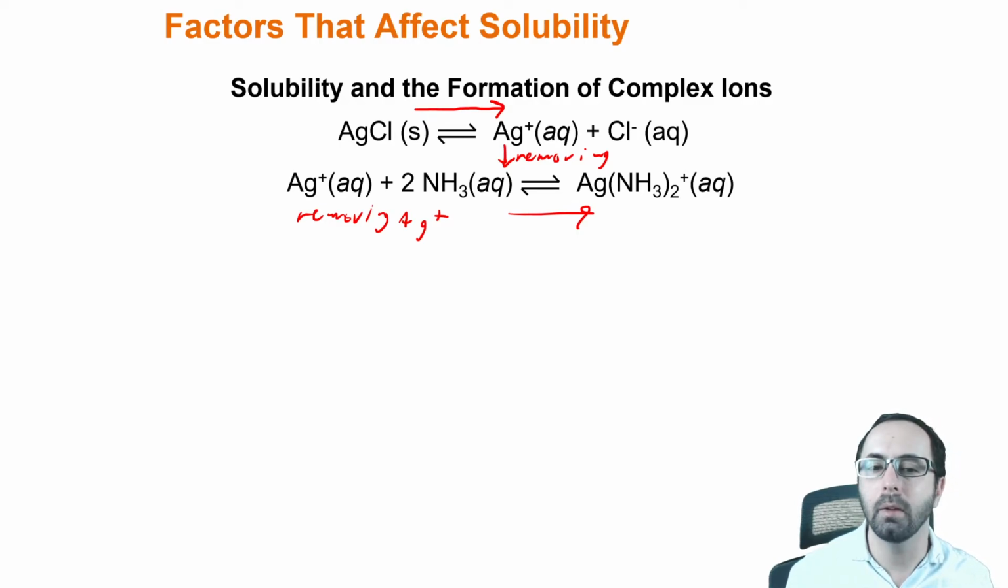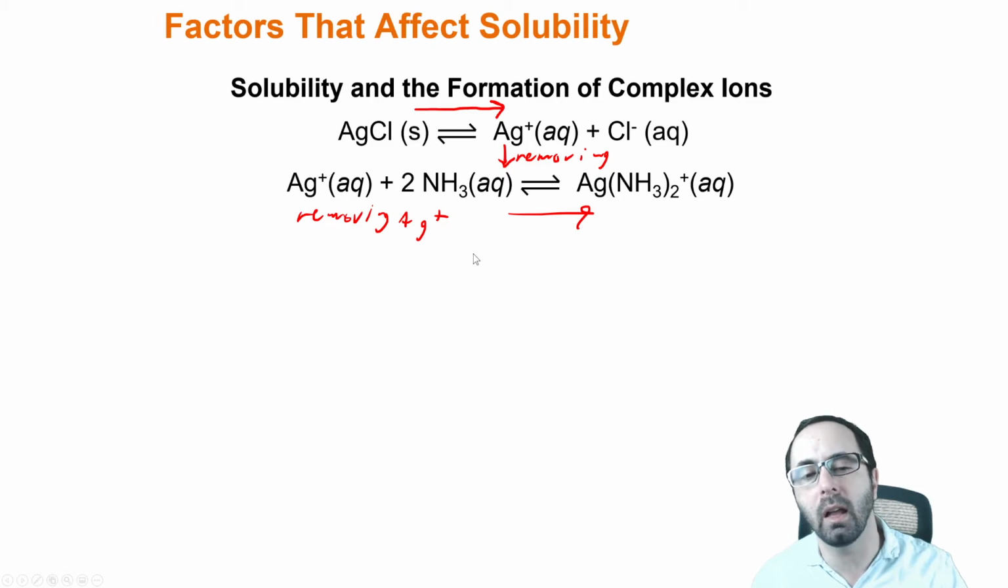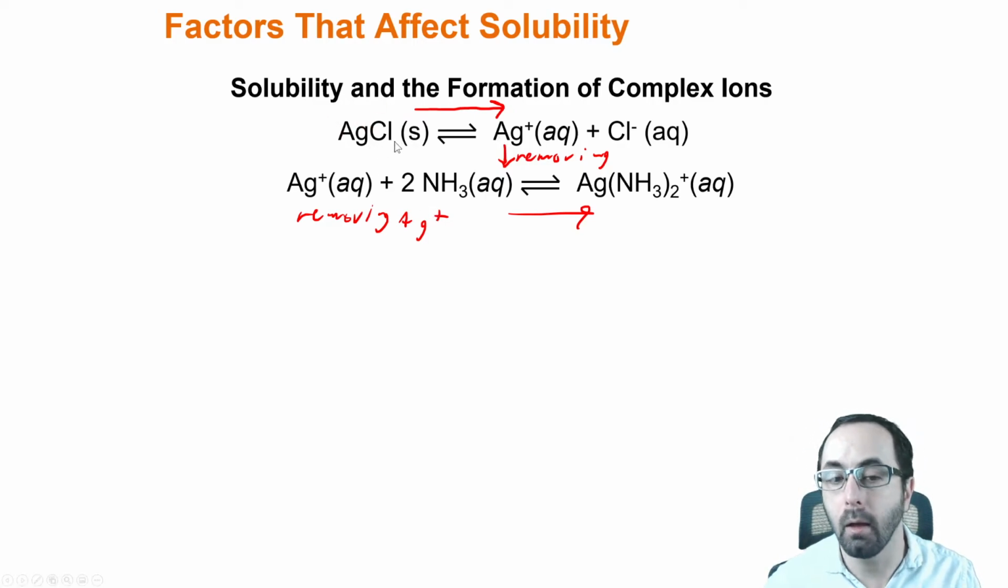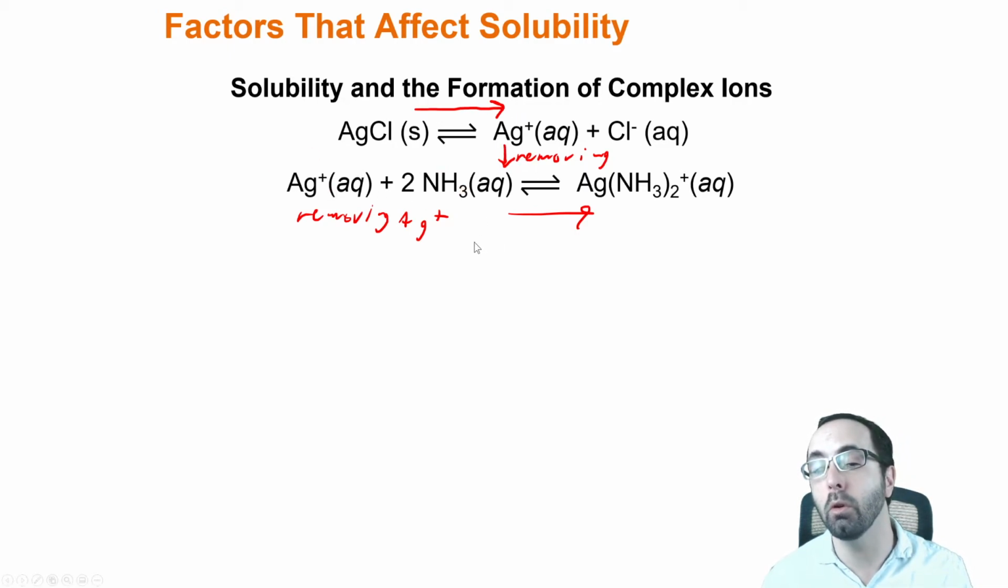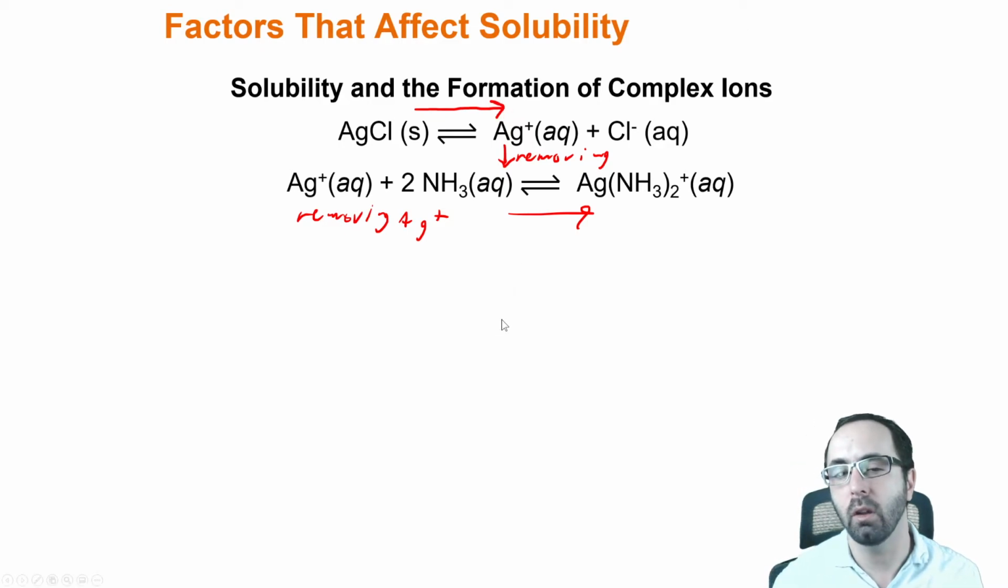And so, again, you don't have to do fancy calculations with these, but I do expect you to understand why adding ammonia would increase the solubility of silver chloride. It's because that ammonia is reacting with the silver ions and thus removing them, causing the solubility equilibrium to shift to the right.